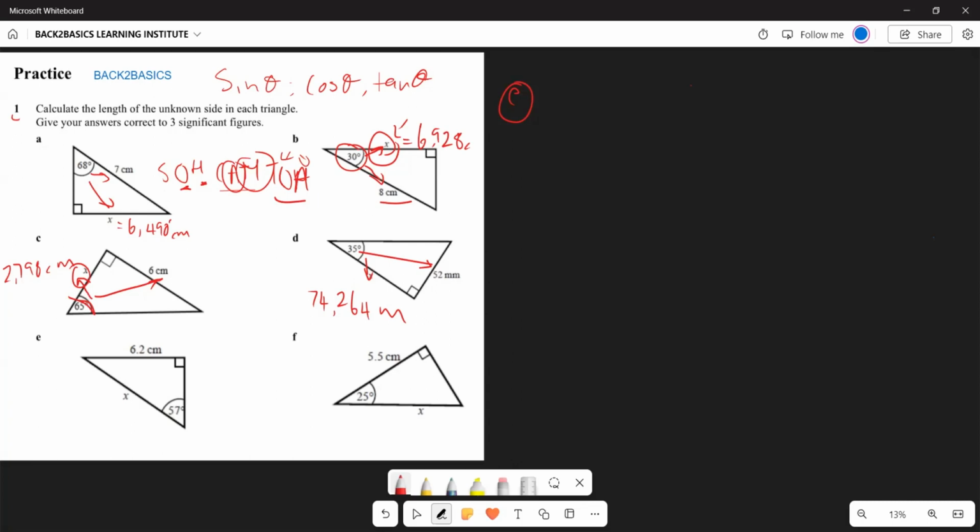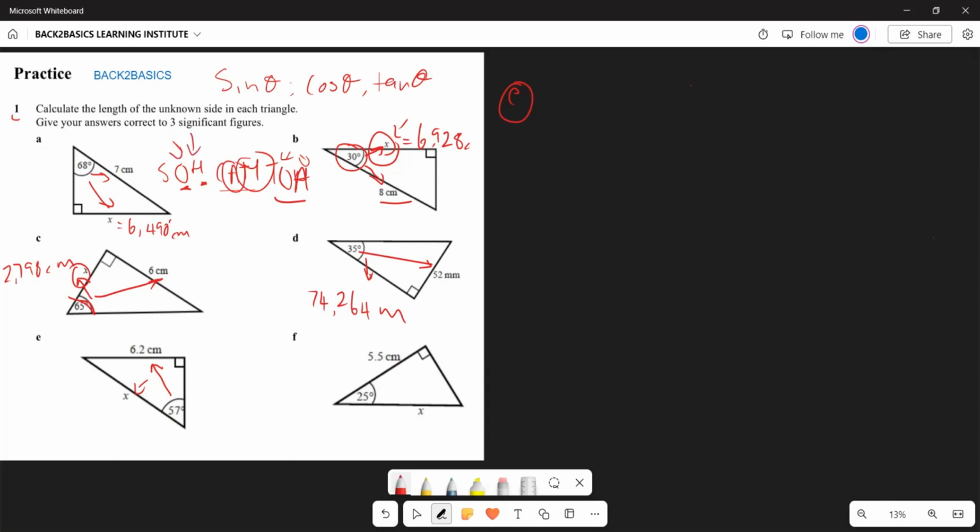Now look, in number E, what is going to be the ratio that you are going to use? Look, your theta is here. Look at the side that is relative to that. It is this side, which is the opposite side, and this side here is your hypotenuse side. So for you to calculate your x, you are going to use the opposite and the hypotenuse, which is your sine.